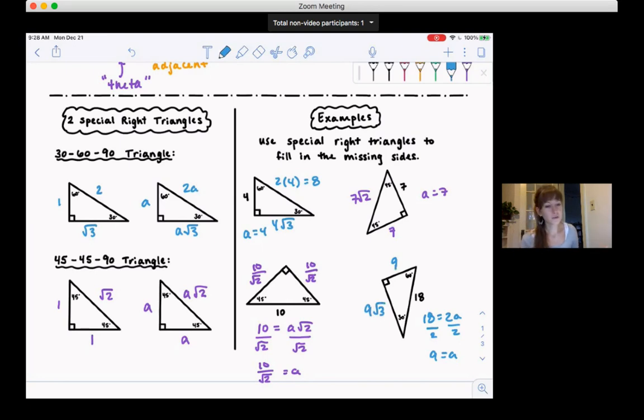All right, so that's an overview of the 3 basic trig ratios and two special right triangles.